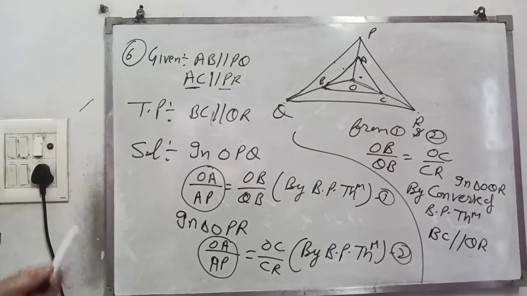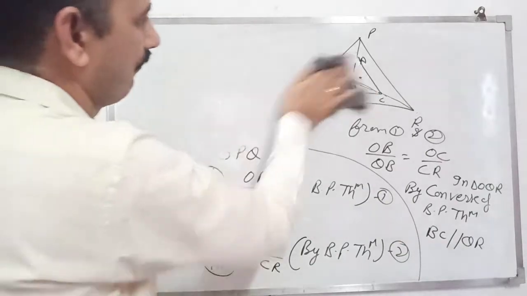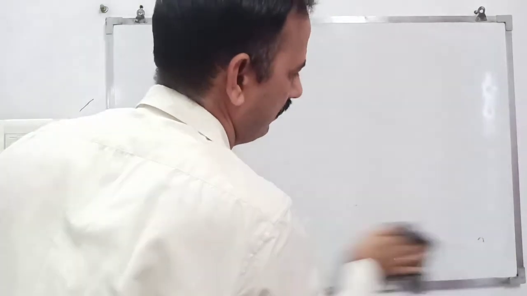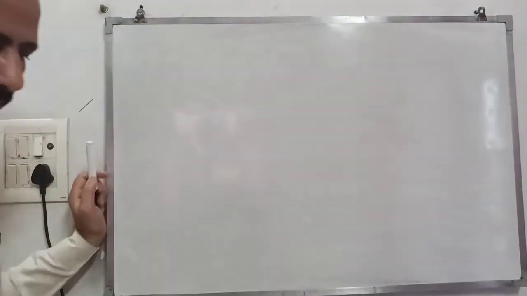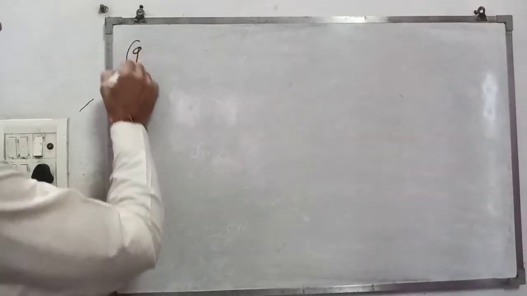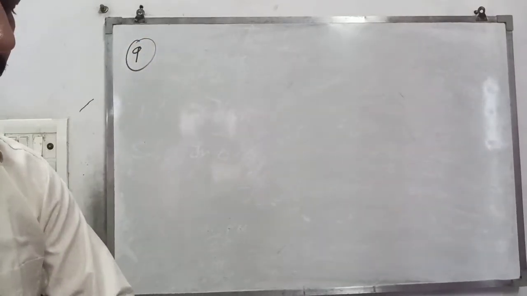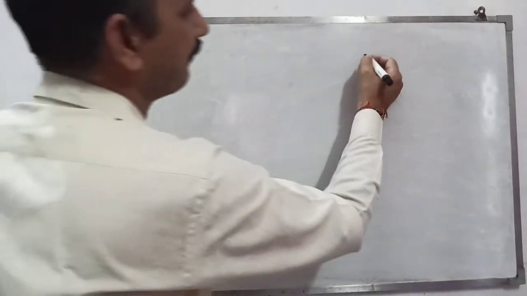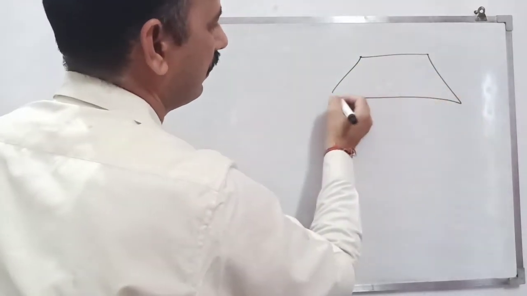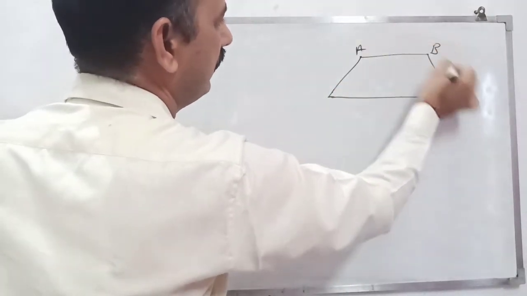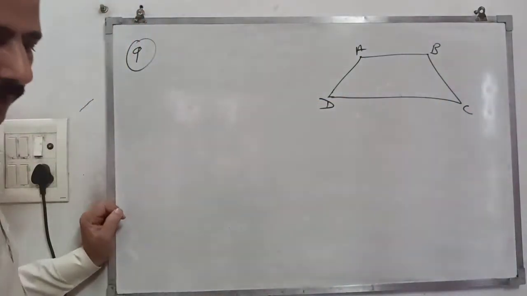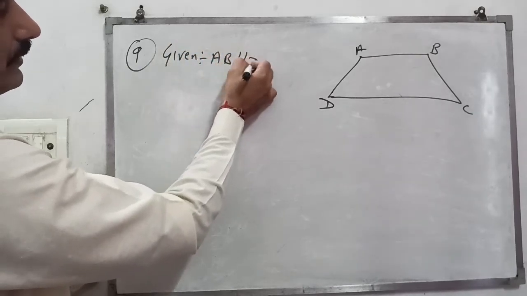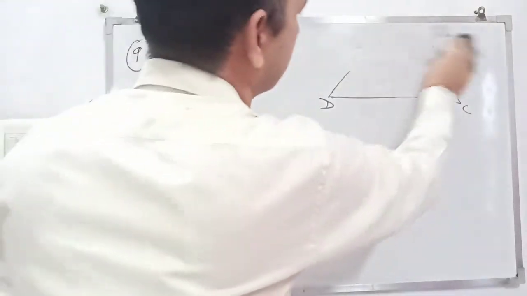Look at the next question. Question number 9. ABCD is a trapezium in which AB is parallel to DC. It's a trapezium A, B, C, D. There is given AB is parallel to DC.